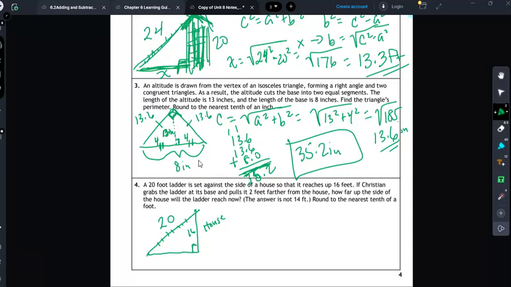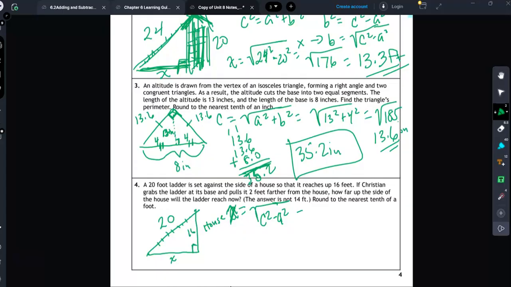If Christian grabs the ladder at its base and pulls it 2 feet farther from the house, how far up the side of the house will the ladder reach now? So we've got to figure out first, before we move the ladder, right? What equation are we using? We're going to use b equals the square root of c squared minus a squared, because we're figuring out a leg. So I'm going to make that x, going up to this point, equals the square root of c squared minus a squared.